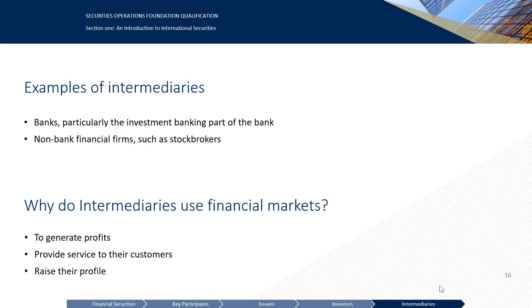The last point is about raising the profile of the firm. We'll see that financial securities are most commonly issued in the public domain, so everyone can see and follow the securities. This will often mean that the intermediaries that bring the deals to the market will be linked with these deals and so raise their profile.